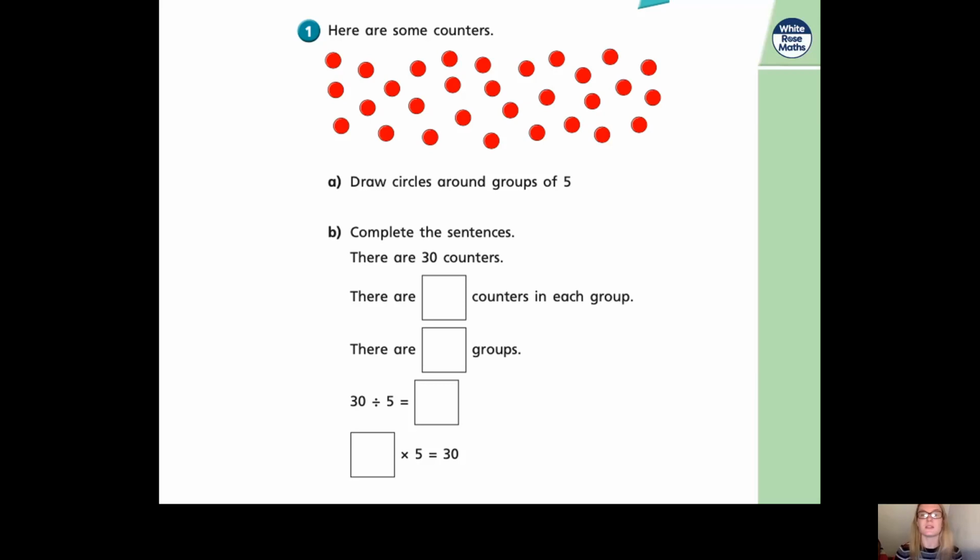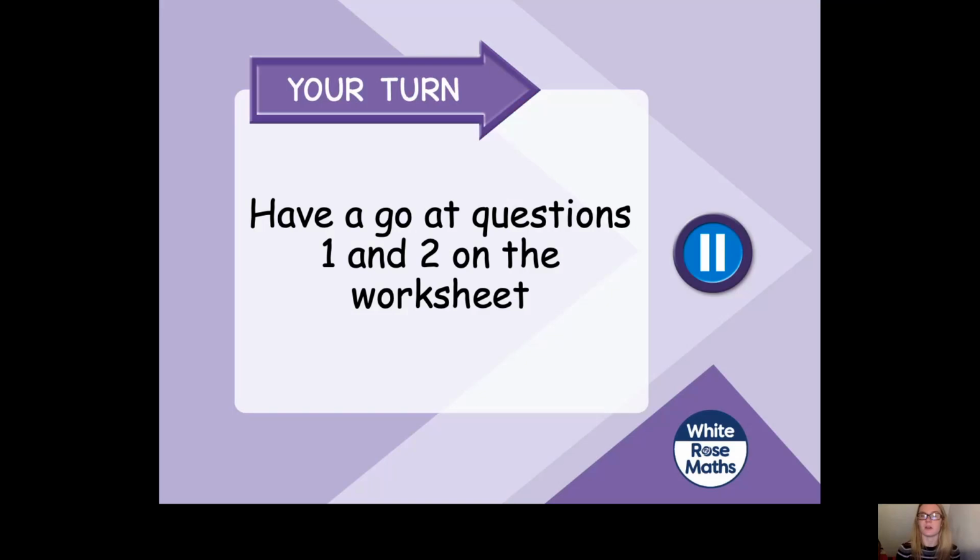Now, this is the first question. It says, here are some counters. Draw circles around groups of 5. Okay, so there, our keyword is groups of 5. So for this question, are you going to need to group or are you going to need to share? You need to think about that, okay? But always underline the keywords in your sentences. So now, could you pause the video and have a go at questions 1 and 2 on the worksheet, Year 2 Maths, 28th of January, Resource 1. Okay, pause the video now and have a go.